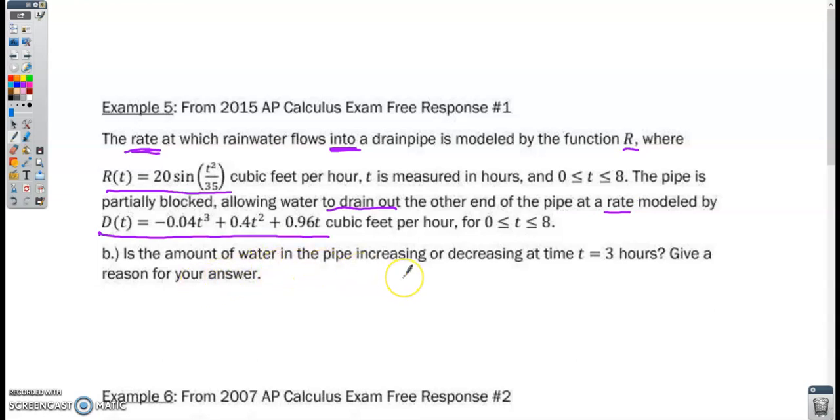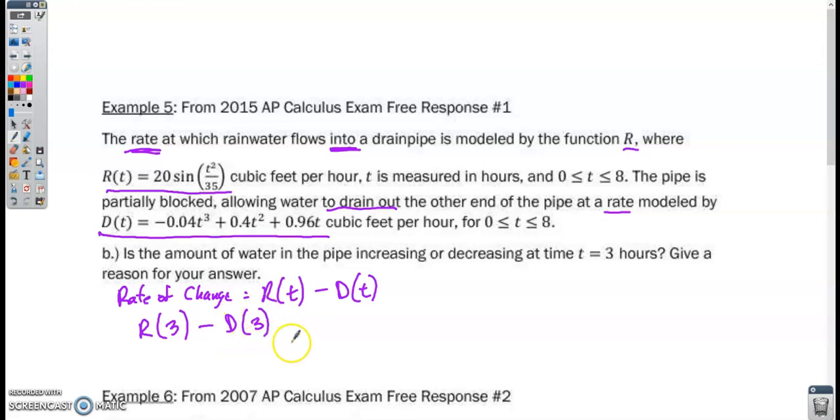Is the amount of water in the pipe increasing or decreasing at time t equals 3 hours? Give a reason for your answer. So the rate of change of water in the pipe is equal to r of t minus d of t. If this is positive, then the amount of water in the pipe is increasing. If this is negative, then the amount of water in the pipe is decreasing. And we want to find this at time 3, so we're going to find r of 3 minus d of 3.